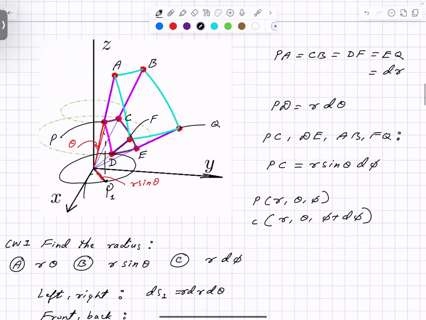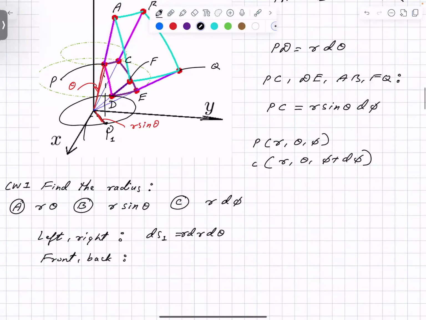It's hard to decide which one to call front or top. So when I say front, I mean this one. The front and the back. There is variation over phi, and there is variation over theta as well. There is no variation over r. So just phi and theta.